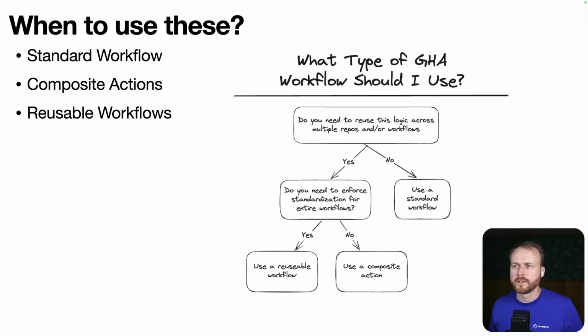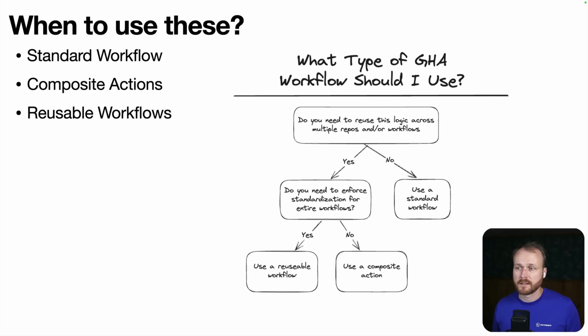So when would I want to use just a normal standard workflow versus a composite action versus a reusable workflow? I made this little flowchart to showcase how I think about these things. The first question I would ask is, do you need to reuse this logic across multiple repos and/or workflows? If the answer is no, you can just use a standard workflow. There's no benefit to moving this logic into one of these other approaches.